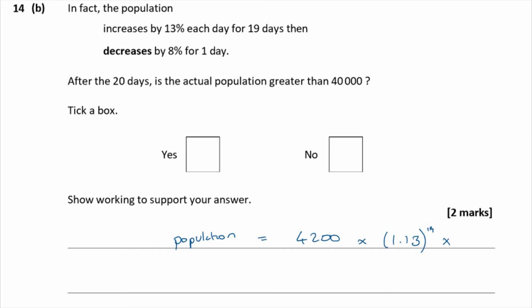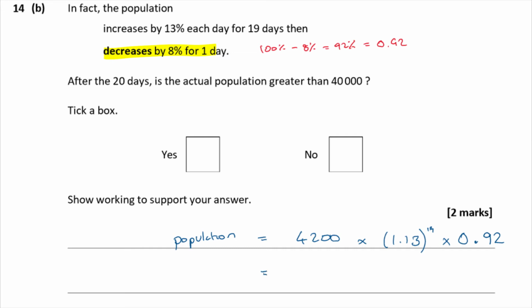So a decrease of 8%, what's that? If you start with 100% and you subtract 8%, you are left with 92%, which is 0.92 as a multiplier. So I'm going to multiply at the end, my last day, by 0.92. So the population is 4,200, the starting population, times by 1.13 19 times and 0.92 1 time.